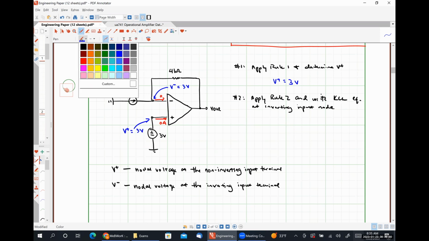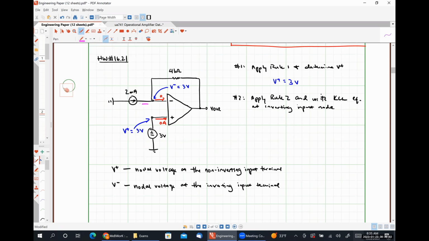Now we're going to write our KCL equation. So I'm going to add this current plus this current together with the understanding that no current can branch off and flow to the right. So that's going to look like -2 milliamps plus 3 volts minus V out over 4 kilo ohms is equal to 0.